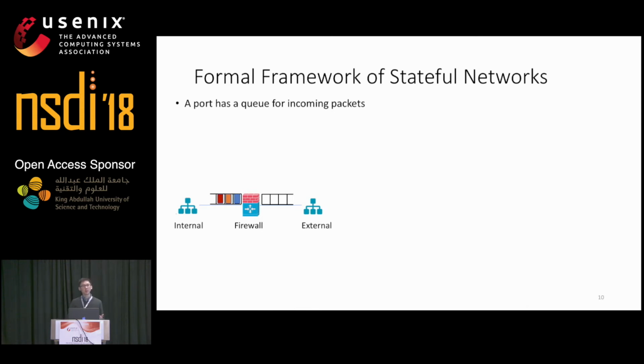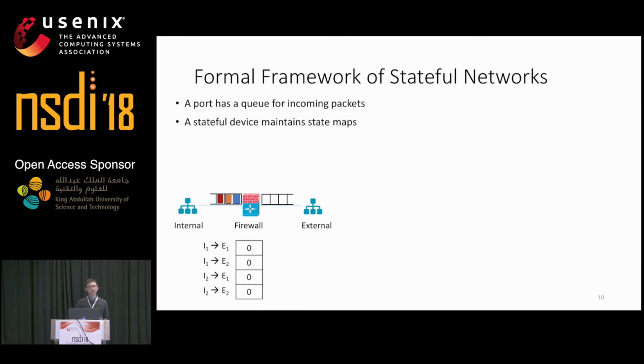And since we're dealing with stateful networks, we have to model the internal states within every stateful device. In particular, we do this by modeling the states as a state map. For instance, for the stateful firewall here, the firewall may maintain a table where each entry in the table keeps a binary value for each pair of hosts in the internal and external network, respectively.